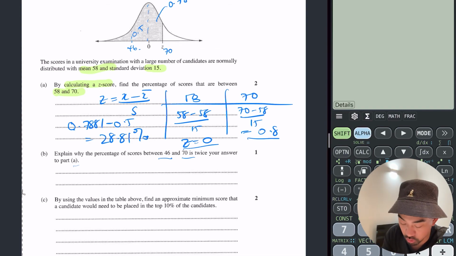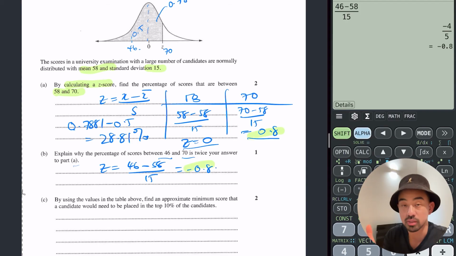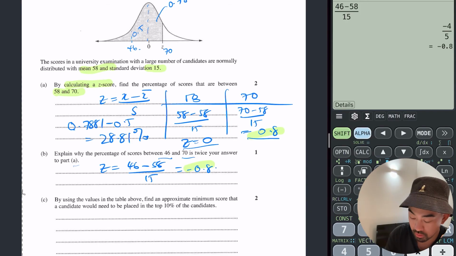All right, let's find the z-score for 46. So what's the z-score for 46? 46 minus 58 over 15. Oh, it's minus 0.8. There you go. So it's symmetrical, right? Because it's symmetrical, it's going to be double. That's why. So we're going to say symmetrical.